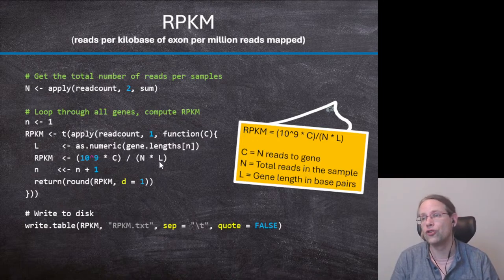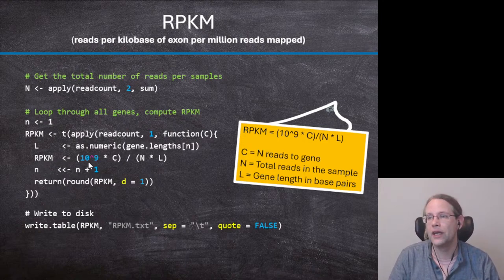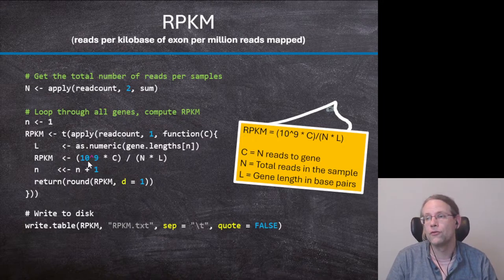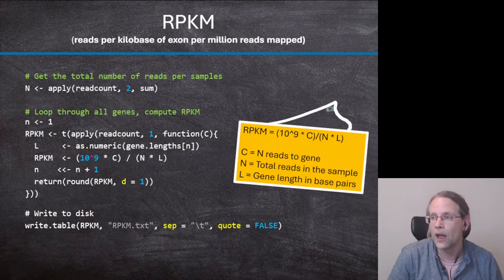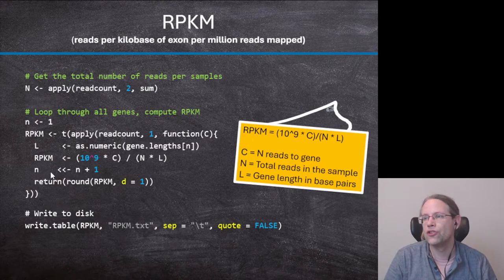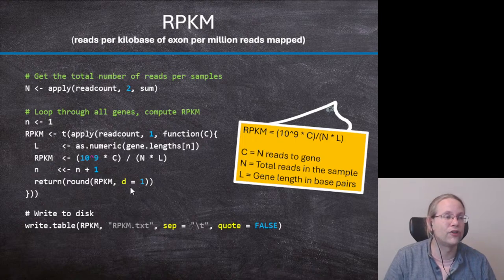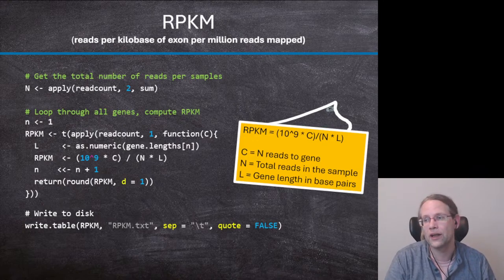And this is why R is so powerful, because here we compute the RPKM for all 6 samples at the same time. We're taking a whole row, and R allows us to do these functions not so much on a single value basis, but on a vector basis. So C is a vector of length 6, N is a vector of length 6, and L is a single number, because of course the gene only has a single length. And then I'm going to update my N. Because this N is outside of the function, I need to use the double-headed arrow. And I'm just going to return these values, and I'm going to round them to one digit behind the comma. There's no need to use 5 or 6 or 10 digits because RPKM values are not that precise in a way.